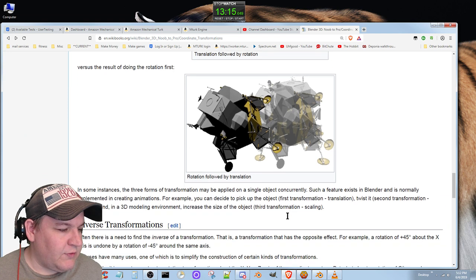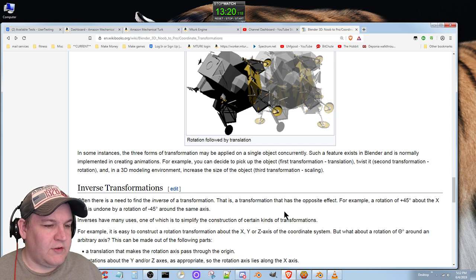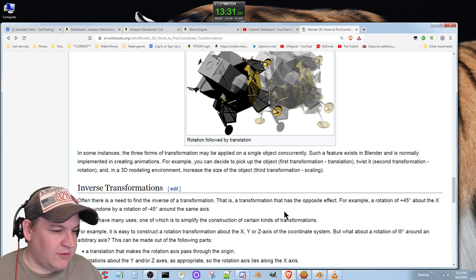In some instances, the three forms of transformation may be applied on a single object concurrently. Such a feature in Blender is normally implemented in creating animations. For example, you can decide to pick up the object, first transformation, translation, twist it, second transformation, rotation, and in a 3D modeling environment, increase the size of the object, third transformation, scaling.